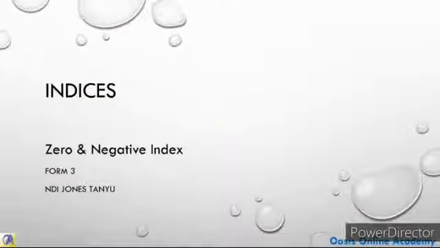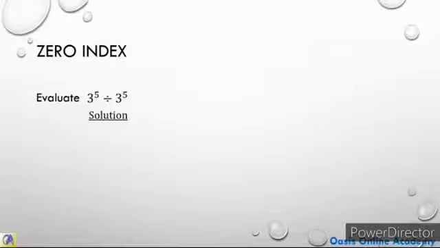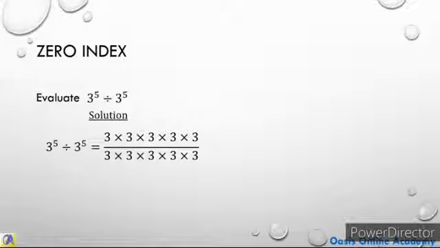Let's start with the zero index. We are expected to evaluate 3 to the power 5 divided by 3 to the power 5. The solution will be as follows. 3 to the power 5 divided by 3 to the power 5 is equal to 3 multiplied repeatedly 5 times, divided by 3 multiplying itself 5 times. We can go ahead to divide the numbers up and the numbers down correspondingly. By the end, the right-hand side will amount to 1.